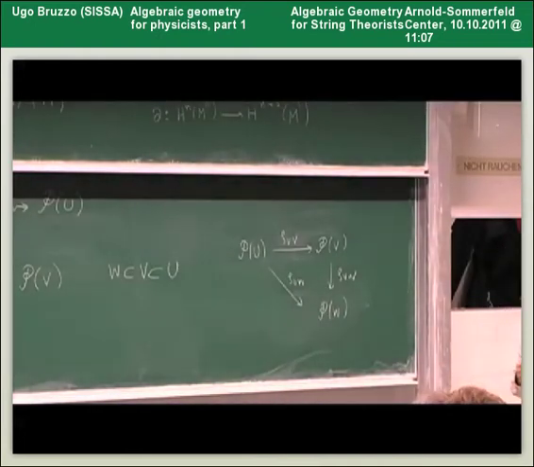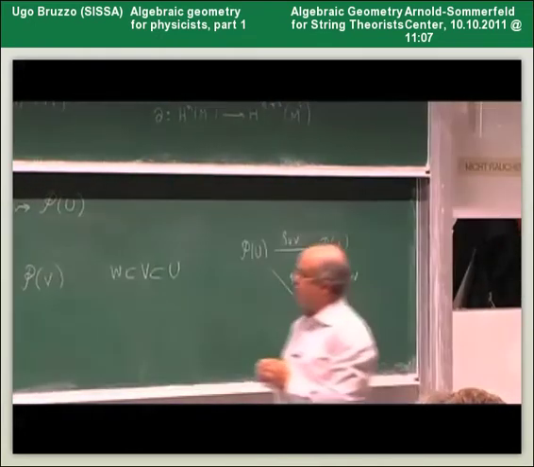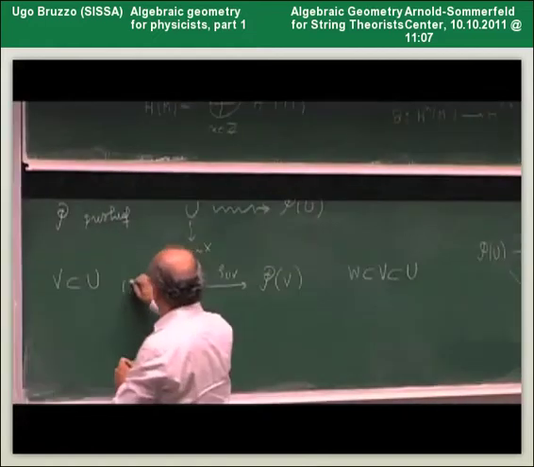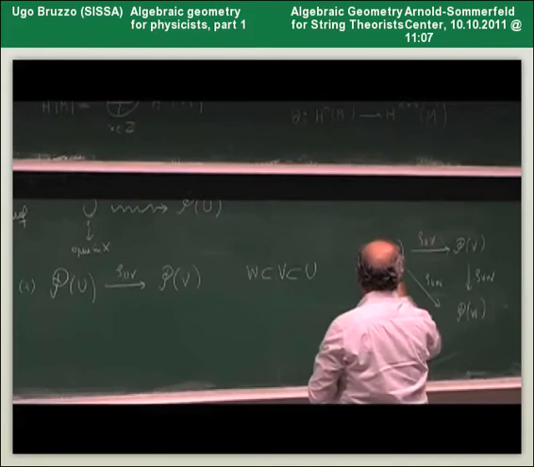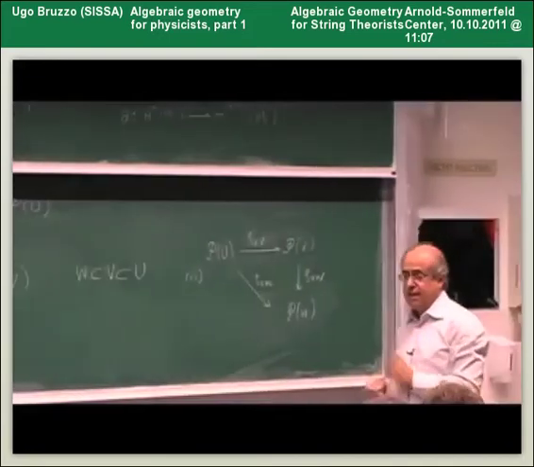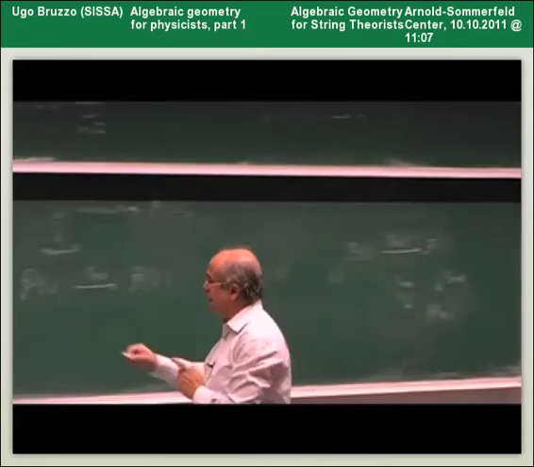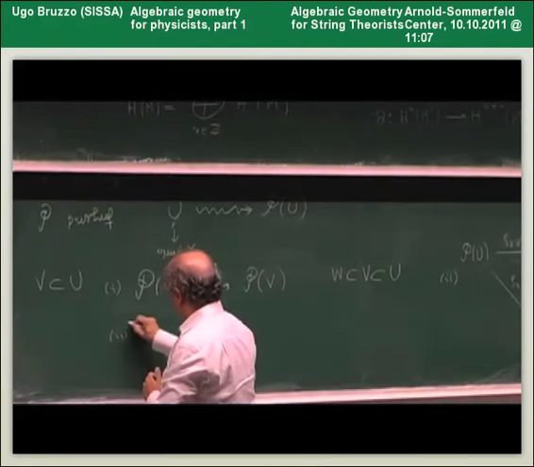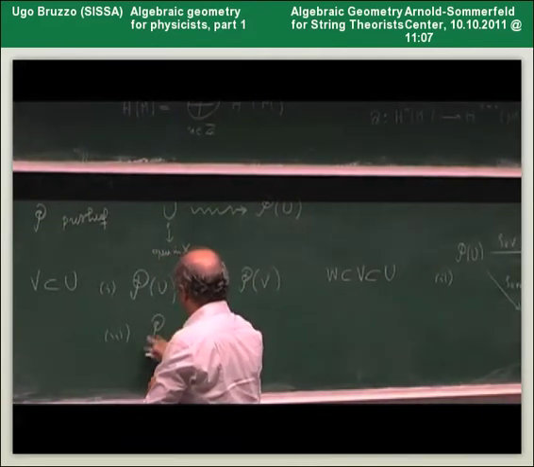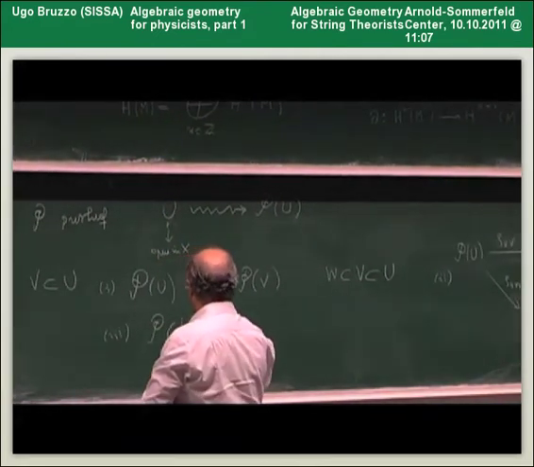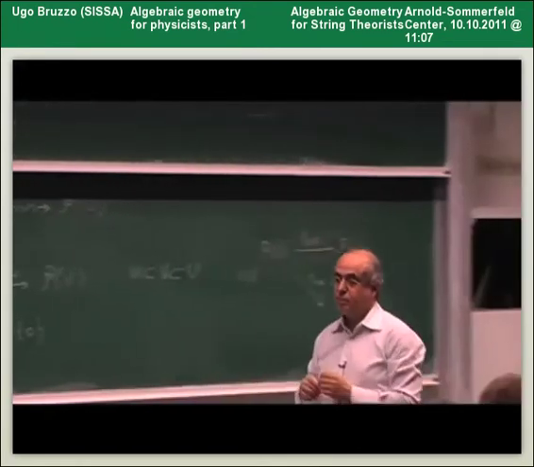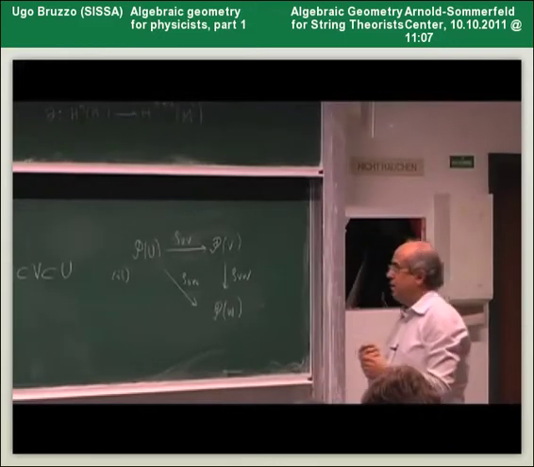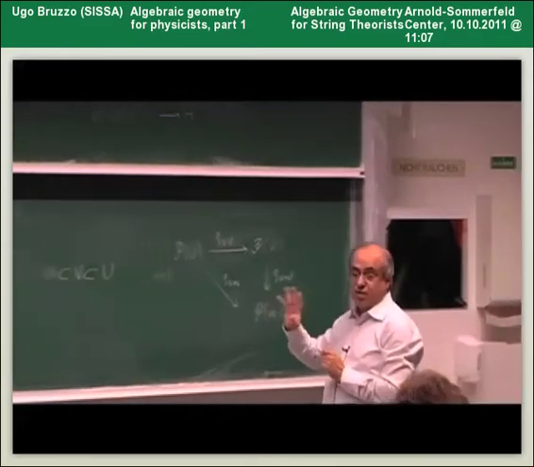Okay? So we have this additional property. The first property is that we want the restriction morphism to exist. The second property is that they satisfy this commutativity. And the third condition, which is needed in the case of pre-sheaves, is that there is a very particular open subset, which is the empty set, and to this you want to associate the trivial abelian group. Okay, so this is a pre-sheaf.